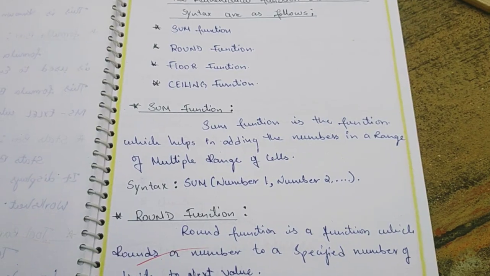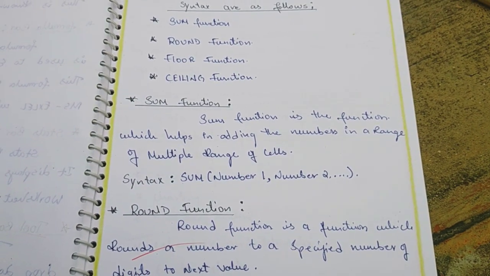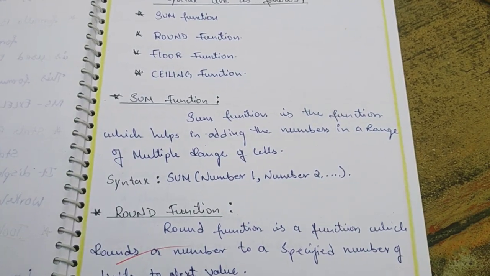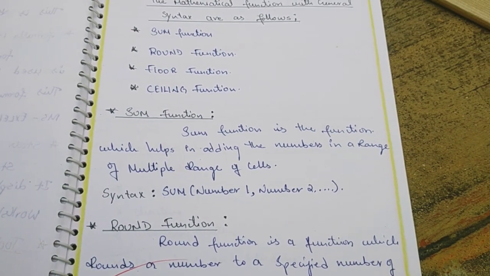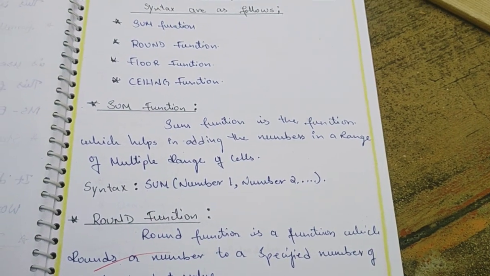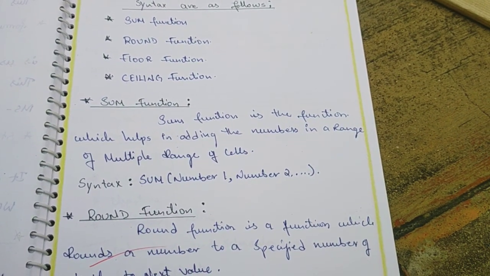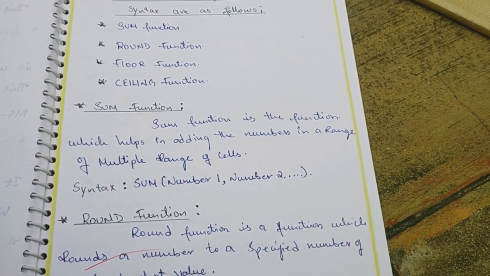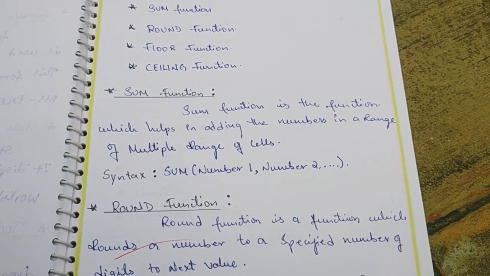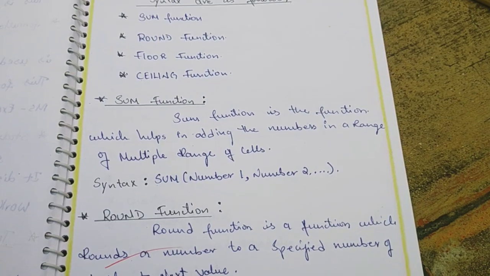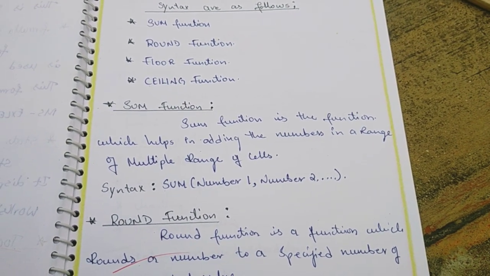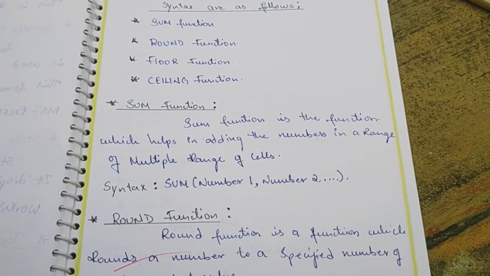Sum function is a function which helps in adding numbers in a range of multiple cells. If you want to add not just 10 or 20 numbers, but in practical day-to-day business activities, say the grand total for more than 10,000 customers, then for adding a range of numbers you can use the sum function.